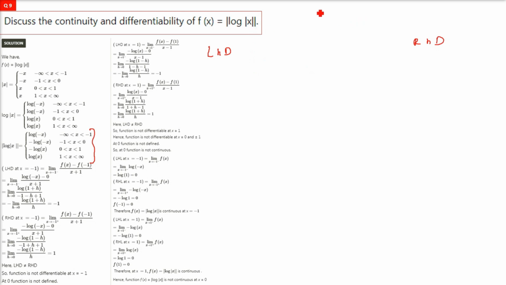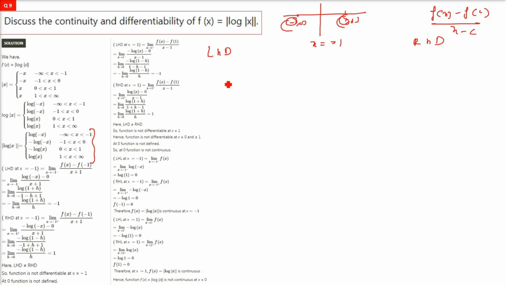So we are going to check the differentiability first. Please remember the partitions are going to be -1, 0 and 1. We will check -1 and 1. You can check at 0, but it's not going to give you anything because log 0 is undefined, please remember. So don't check at 0. We will check at 1 and -1 only. The formula for differentiability is simply the limit as x tends to c of (f(x) minus f(c)) by (x minus c). The same thing we are going to apply here.